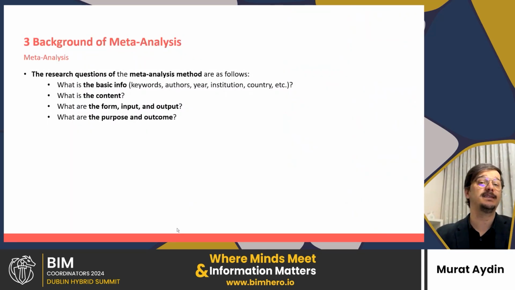Meta-analysis is the method of combining the results of multiple studies independent of each other. It combines the results of studies done at different times, places, and centers on the same subject, and it makes a general conclusion about the related topic. The research questions of the meta-analysis method are: what is the basic info, what is the content, what are the form, input, and output, and what are the purpose and outcome.